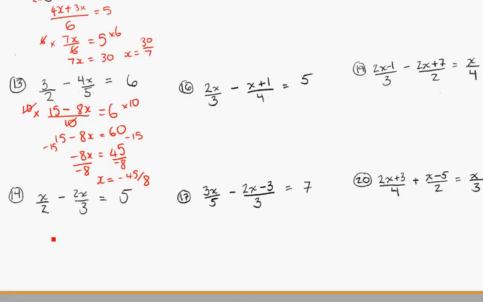Okay, number 14, common denominator of 6. Multiplying top and bottom here by 3. Multiplying top and bottom by 2 gives me minus 1x over 6 equals 5. I'm going to times by 6 both sides, leaving me with minus 1x equals 30. Now that's negative x equals 30, so x will be the negative of that, which is negative 30, or you can think of it as dividing by negative 1. X would equal negative 30.